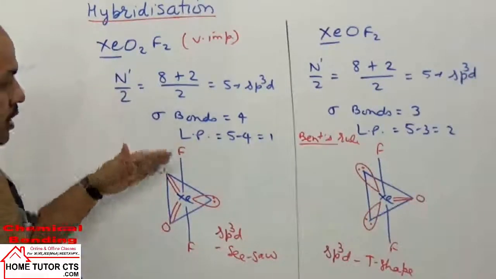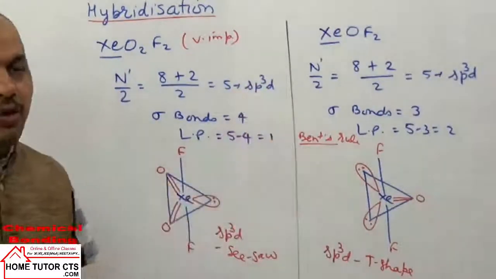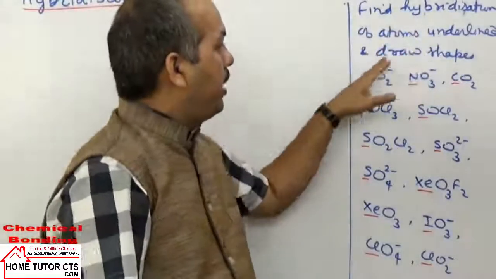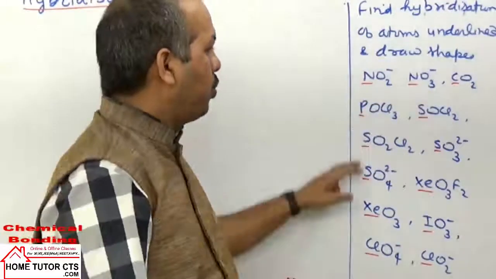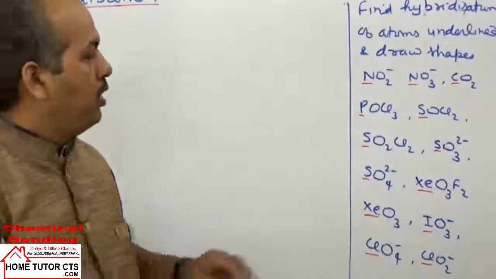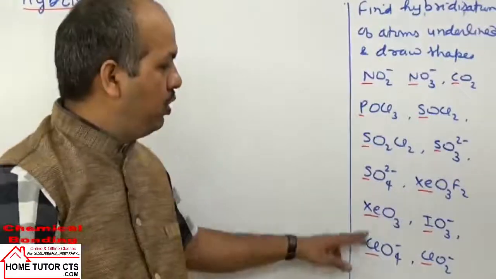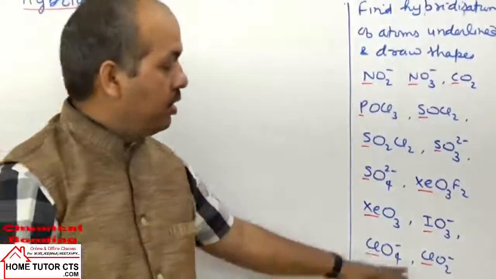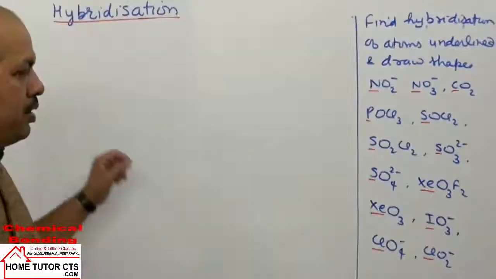Now let us apply this method to other cases. You practice on your own, and then we'll discuss. The question given to you: find the hybridization of the underlined atoms and draw the shapes. NO2 minus, NO3 minus, CO2, POCl3, SOCl2, SO2Cl2, SO3 2 minus, SO4 2 minus, XeO3F2, XeO3, IO3 minus, ClO4 minus, ClO2 minus. Try all the examples yourself.